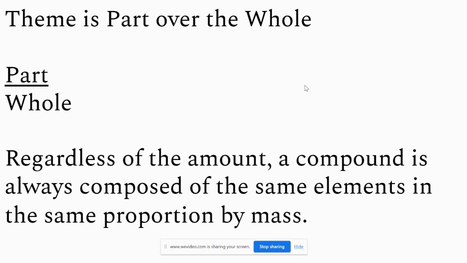Regardless of the amount, a compound is always comprised of the same elements in the same proportions, because a compound has, remember yesterday we talked about the things that made a compound a compound. 1, they're composed of different elements. 2, they're chemically combined. And 3, they're in set ratios. So you can look at the composition of that and those percentages, and if they're equal to whatever you're looking at and comparing, then it's the same thing.